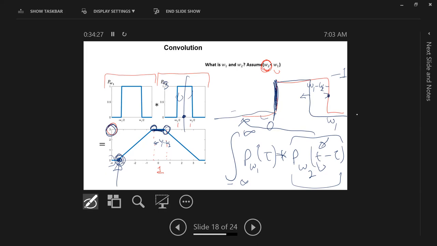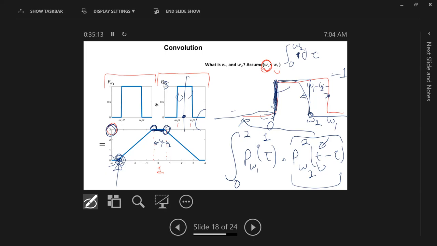Okay, cool. So to get the area, all I have to do is evaluate the product of these two things. But we know that PW1 of tau equals 1, PW2 of tau equals 1. The only region where they're non-zero is from 0, or from whatever this number is, to W2. And so this integral becomes the integral from 0 to W2 of 1 d tau, and that gives you W2. So the area under the flat region will always be the width of the skinnier pulse of the two.